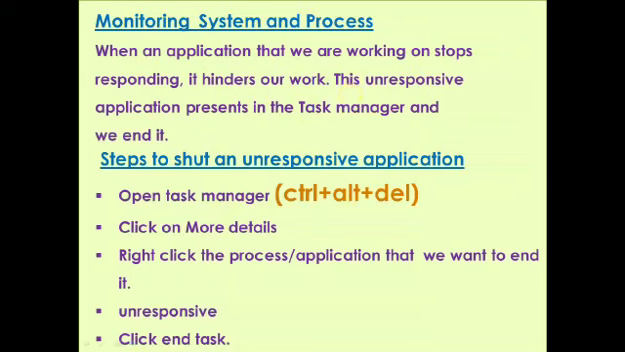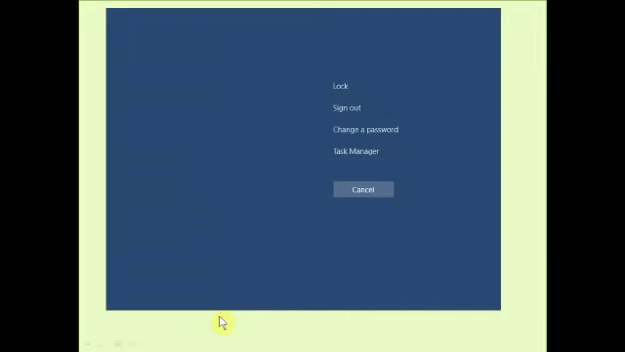So, how can we end that application? For that, we will open Task Manager by pressing the Ctrl plus Alt plus Delete keys together. Then click on the next option, More Details. Then right click the process or application that we want to end. Then click on Unresponsive and click on End Task.